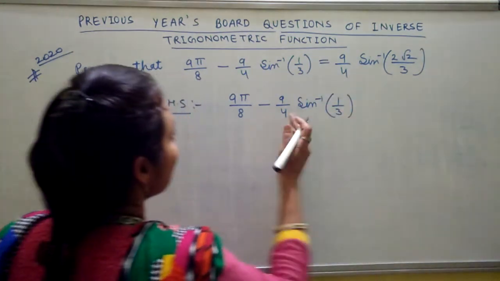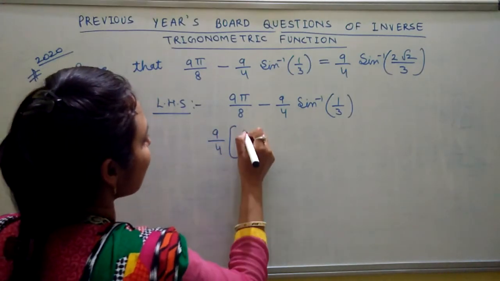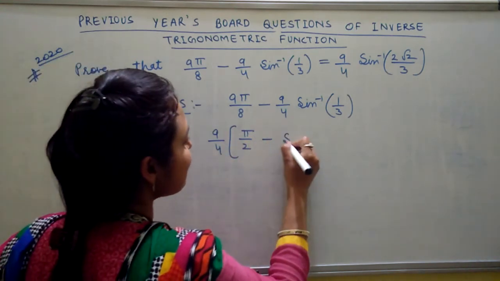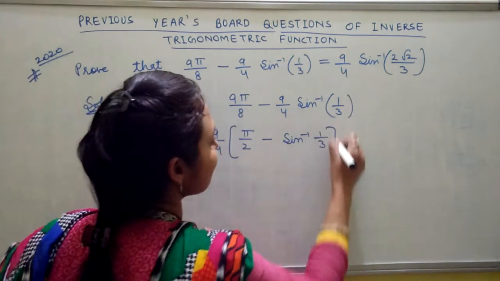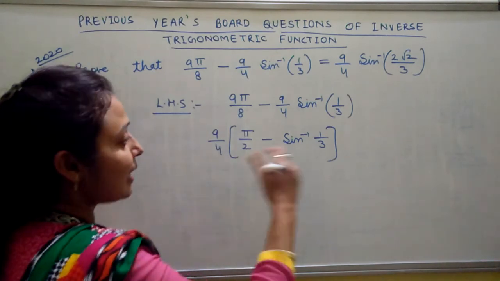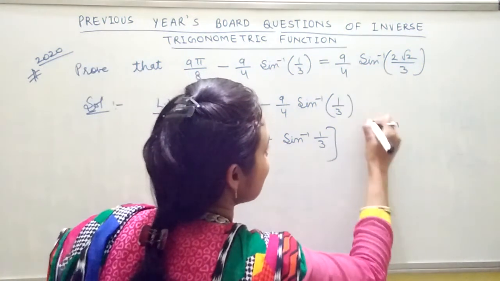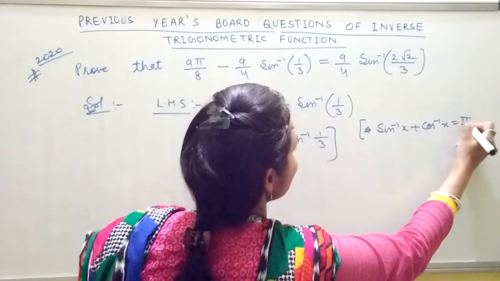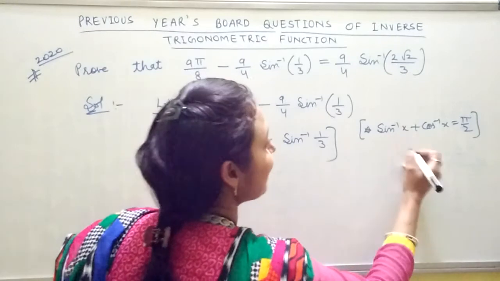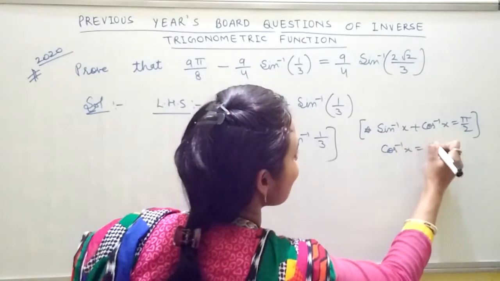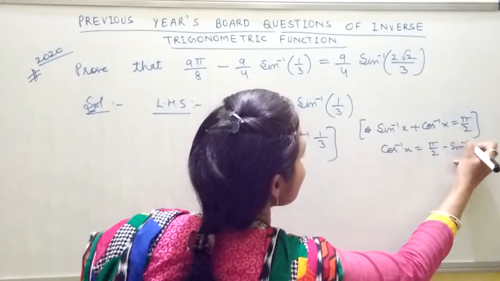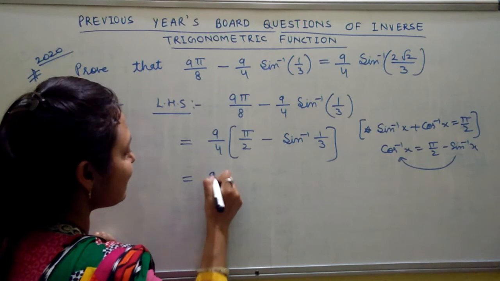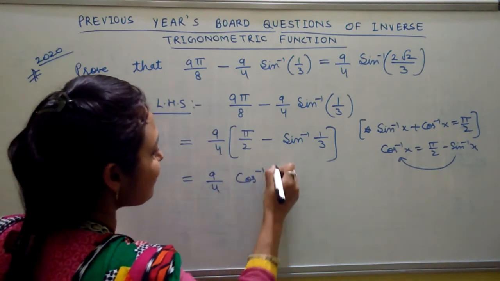Okay, 1 by 3. I will take 9 by 4 common. After taking common, we have pi by 2 minus sine inverse 1 by 3. Right? So sine inverse x plus cos inverse x is equal to pi by 2, so cos inverse x is equal to pi by 2 minus sine inverse x. So I will substitute cos inverse x: 9 by 4 cos inverse 1 by 3.